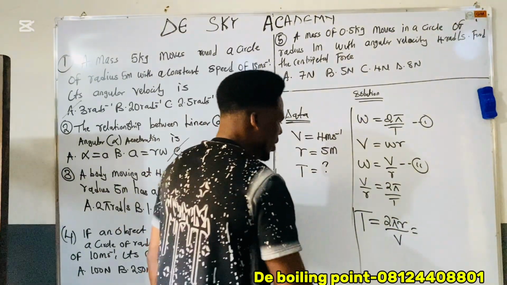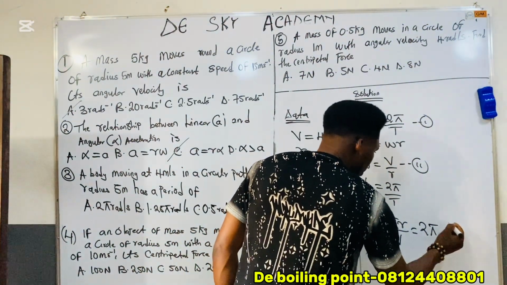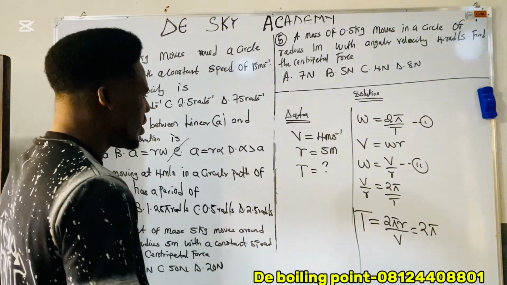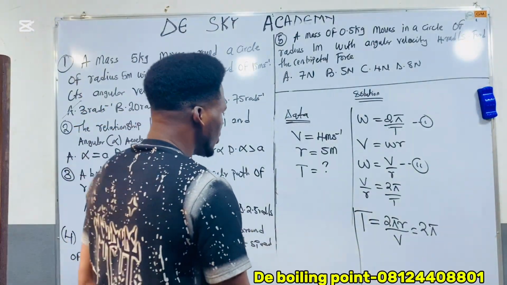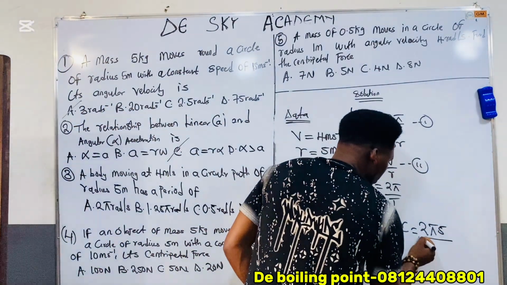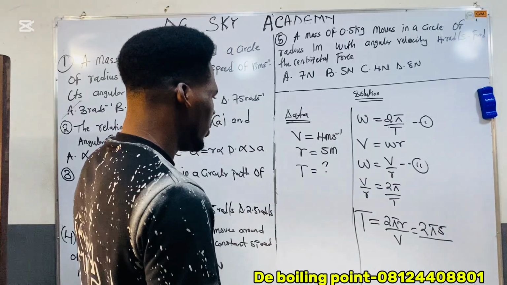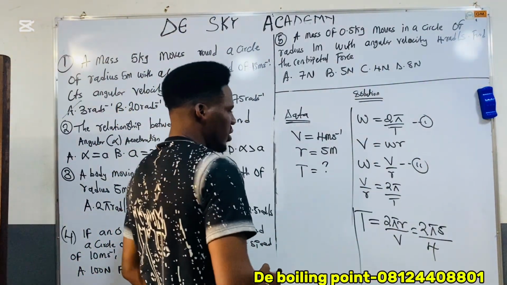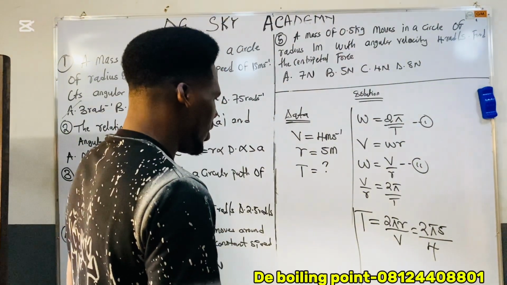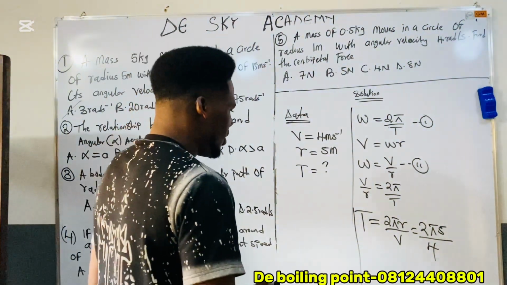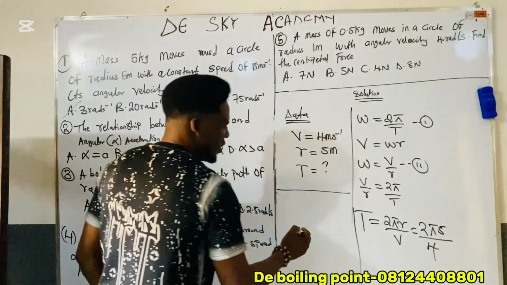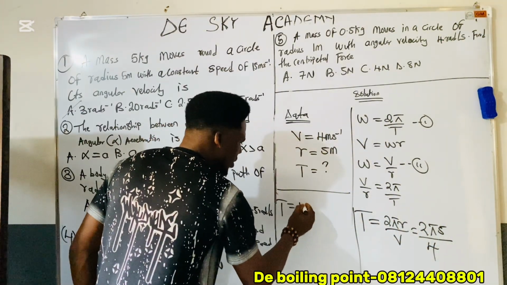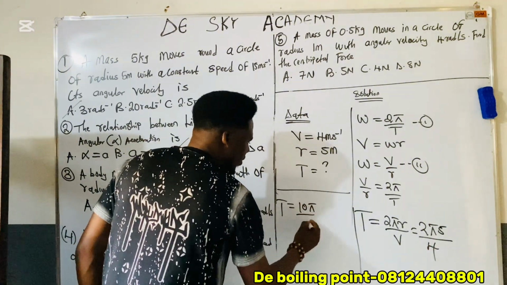So I'll have it as 2 pi. Now, why am I writing pi? You discover that all the answers are in pi. So radius, what is the radius? 5, over, what is the velocity? 4. So the velocity is 4. So what am I going to have? I will have 2 times 5 is 10. That means T is equal to 2 times 5, which is 10 pi, all over 4.